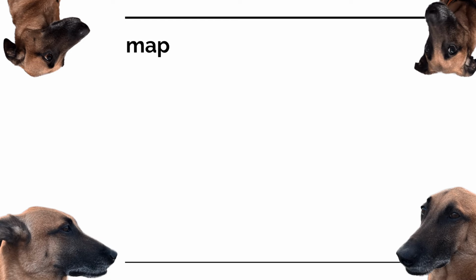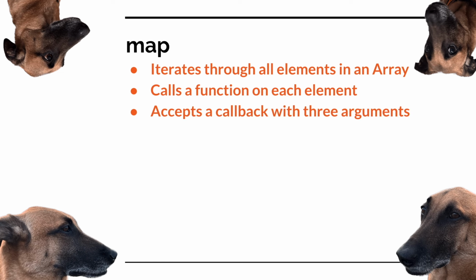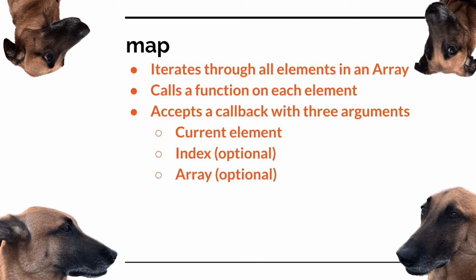So what is it? Map is a method that iterates through all of the elements in an array. Similarly to forEach, it accepts a callback as an argument. The callback will be called once at each iteration in the array. The callback itself accepts up to 3 arguments, and those would be the current element, the current index, and the array, which is the array that map is called on. However, the only required argument is the current element.